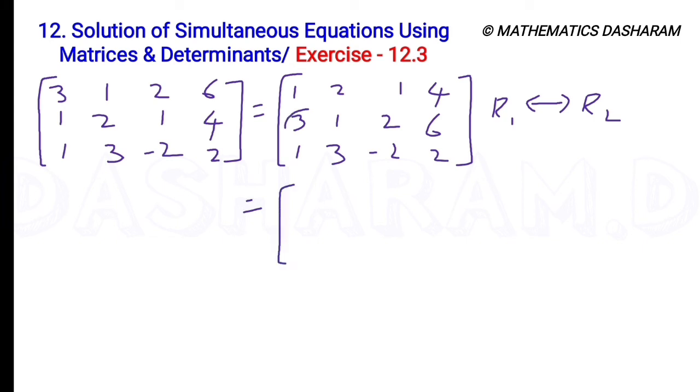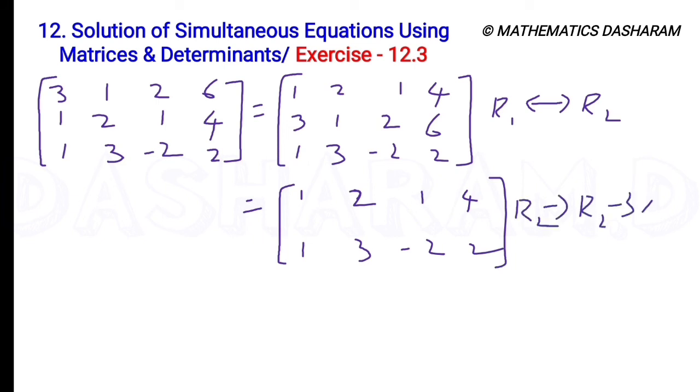Next we need 1 at this place. So that is why here 1, 2, 1, 4, first row as it is and the last row also as it is. Now replace the second row with R2 minus 3 into R1. Otherwise R2 minus 3 into R3, your wish. So now I am doing R2 minus 3 into R1. So 3 minus 3 into 1, that is 0. 1 minus 3 into 2, so 1 minus 6, that is minus 5.